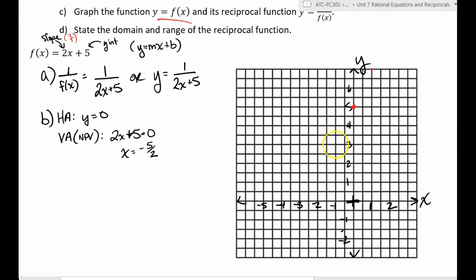Down 2, left 1. And now I've got my line here. There we go. So that's f of x. My vertical asymptote is going to be at negative 5 halves. So that's right here. You can count them out nicely because of how I scaled my grid. My horizontal asymptote is going to be right along my x-axis.